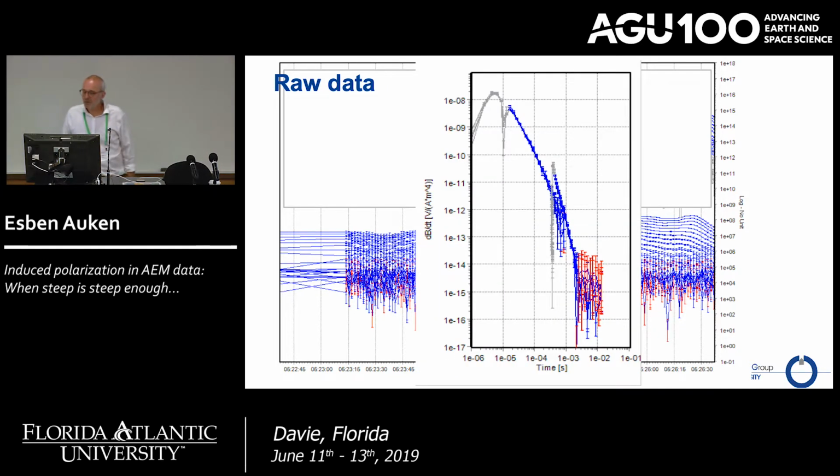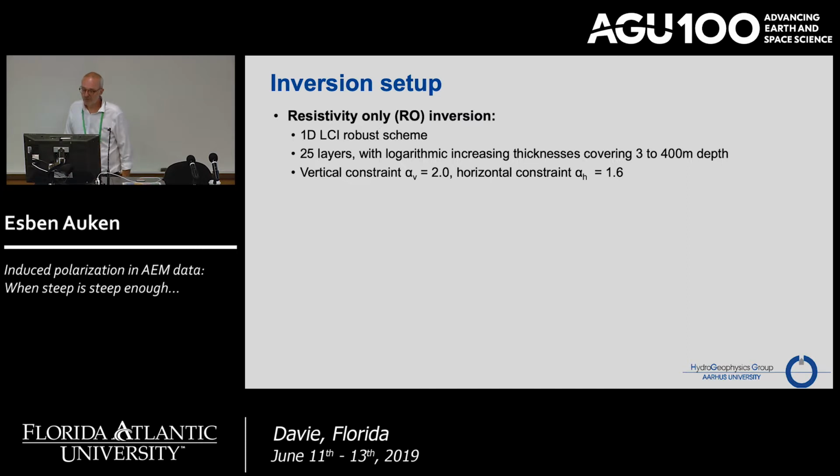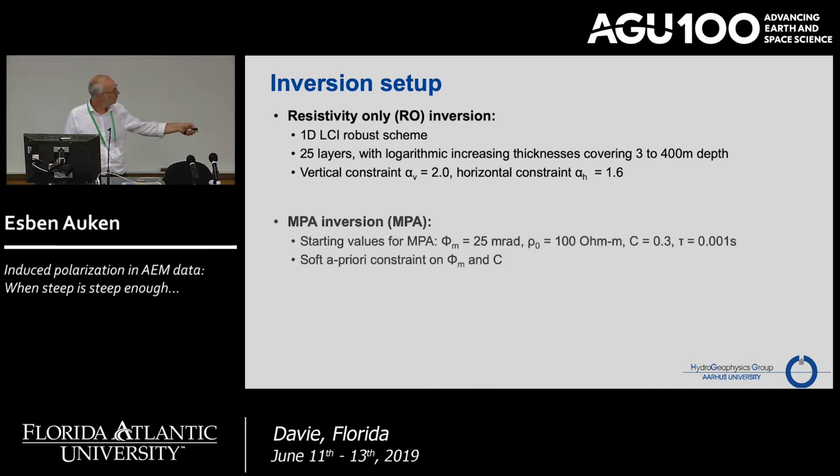I'm going to run 2 inversions. One is just the resistivity-only inversion. It's a 1D LCI scheme, 24 layers, discretized down to 400 meters, with standard vertical and horizontal constraints. And then we run an MPA inversion. I'm going to refer to these as RO, resistivity only, and MPA. We gave it relatively conservative starting models, and we found that it was good to add a little bit of a priori constraints on these C and phi max, just to keep them from wandering off. It stabilizes the inversion. It doesn't really bias what comes out of it, but it's always good to keep a tight leash on parameters like that.